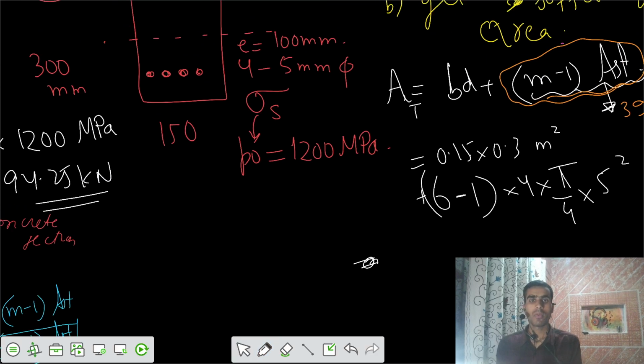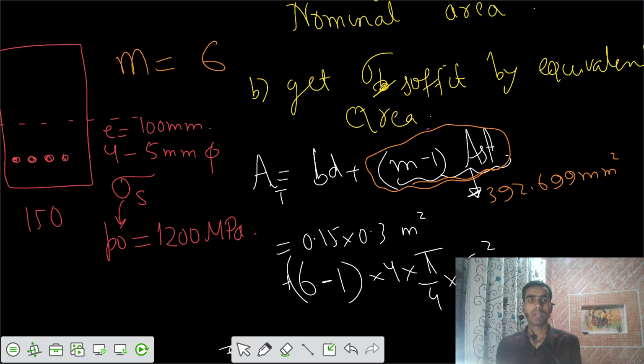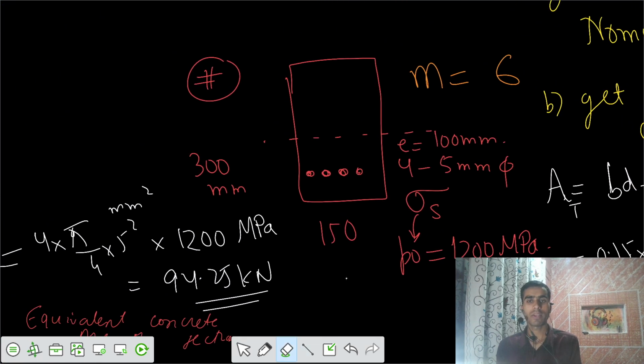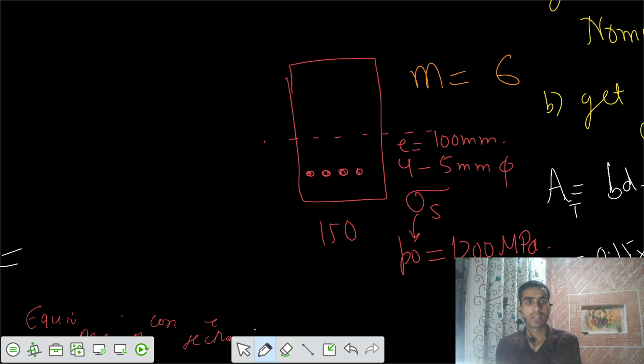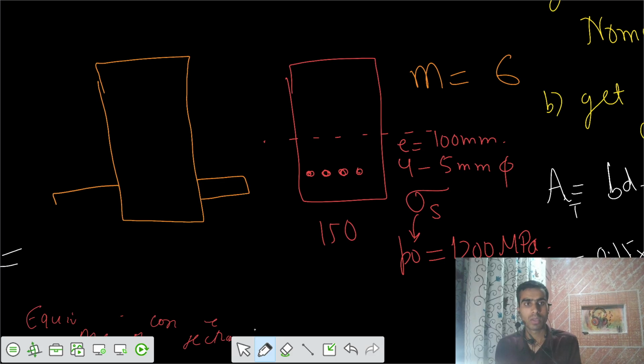Okay, now I would say that we have to convert it in terms of equivalent area. I would say this can be transformed into an equivalent area such that at the level of the steel bars we can have some area more than the dimensions of BD. So at this location we can increase the area by some amount such that this part and this part overall is equal to m minus 1 Ast. Now because of this effect, the neutral axis is going to change.